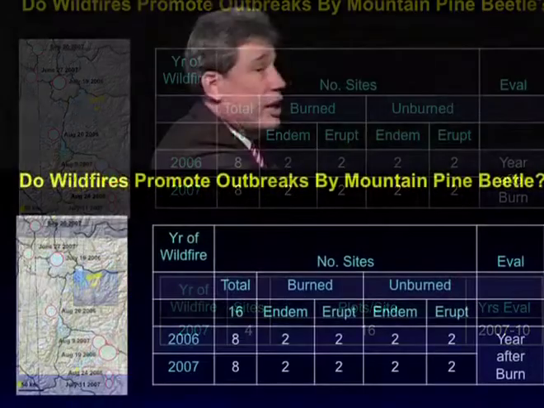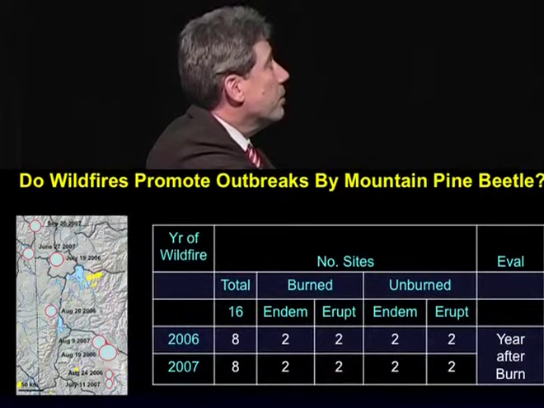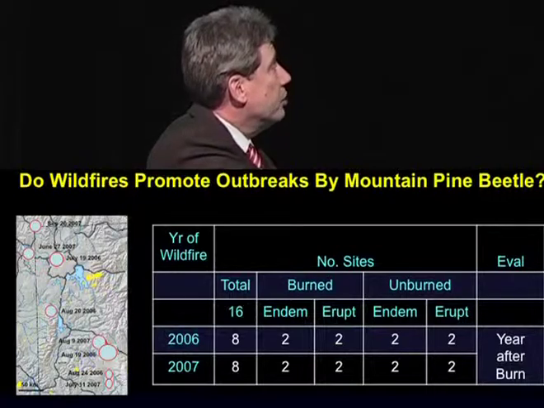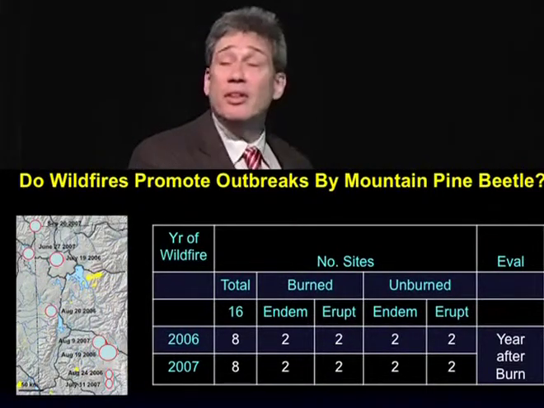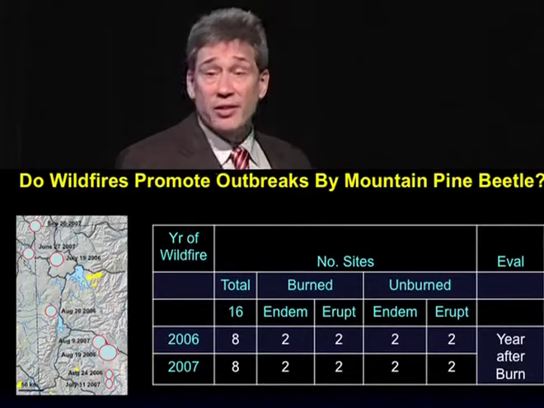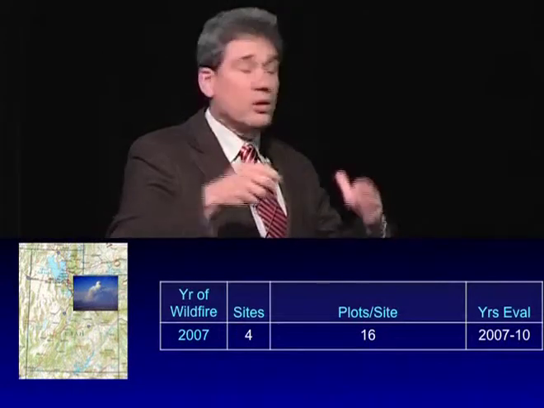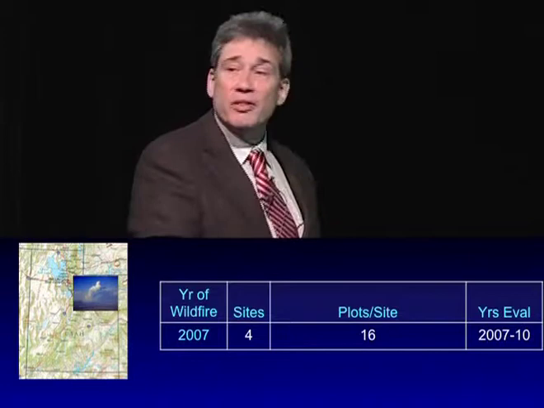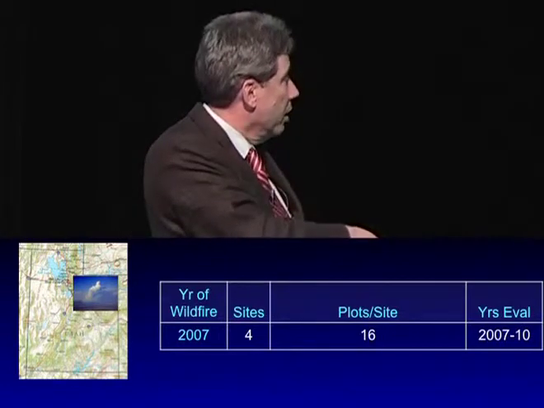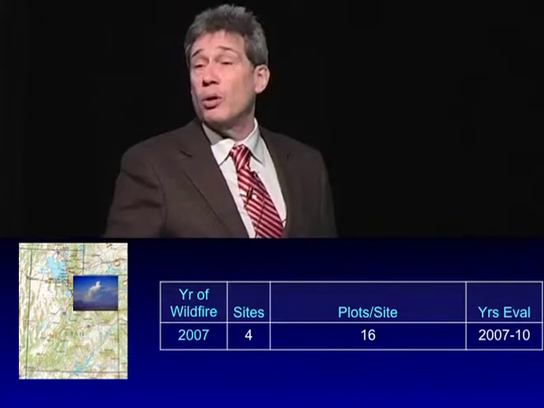In the first one, we had 16 stands. 8 were burned, 8 were not burned, and these were evenly distributed between stands where mountain pine beetle was in the endemic versus eruptive population phase. The other one was kind of a mirror image to it. It was one large fire, but we studied it over a longer period to evaluate population responses. This just shows 4 sites with lodgepole pine. We also had 4 with ponderosa pine.